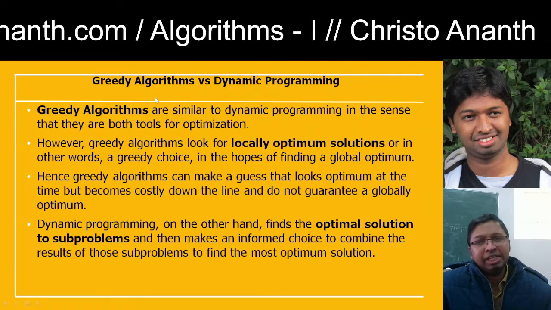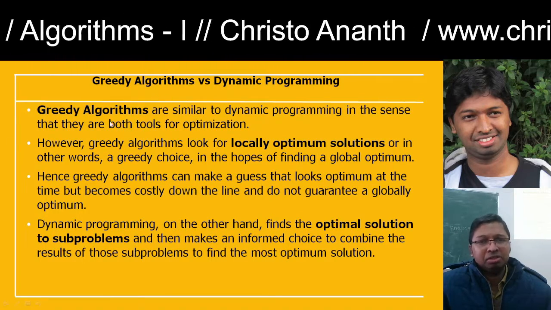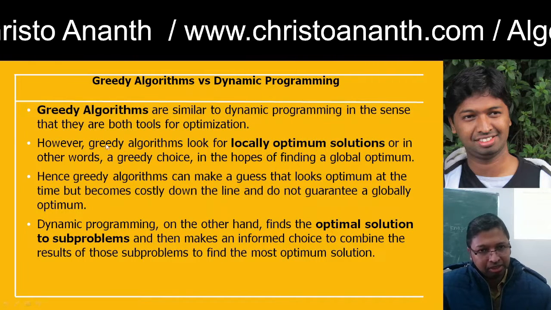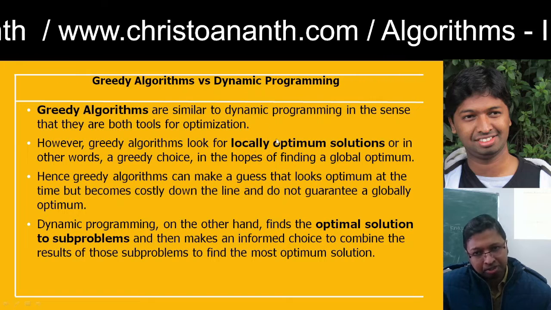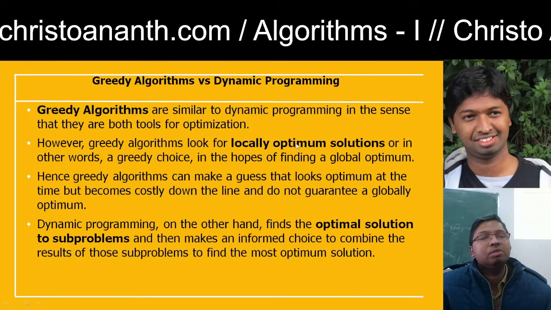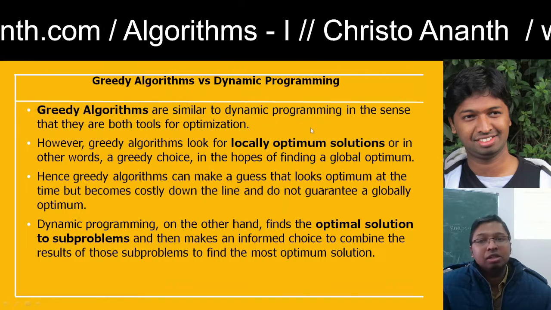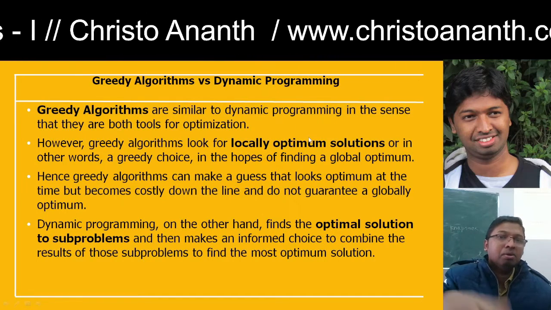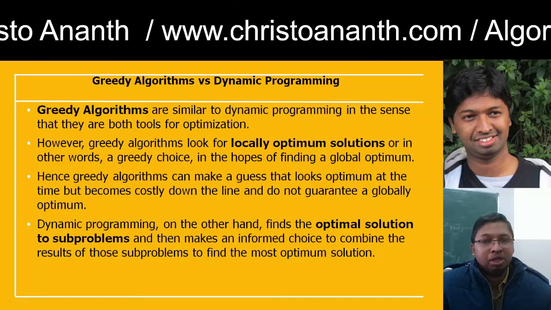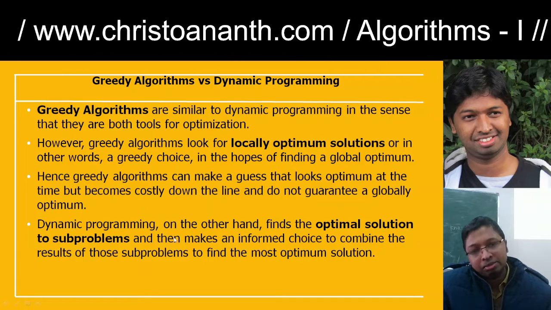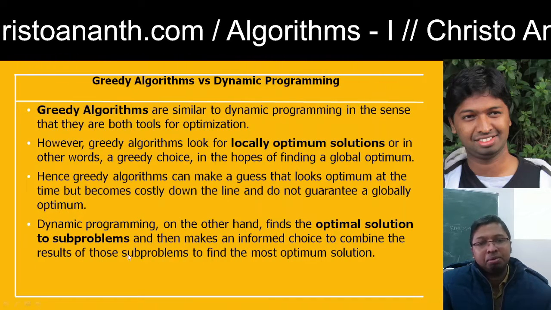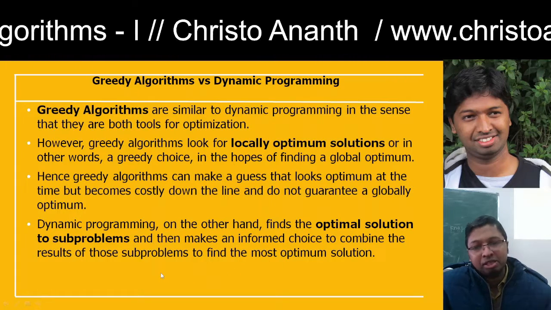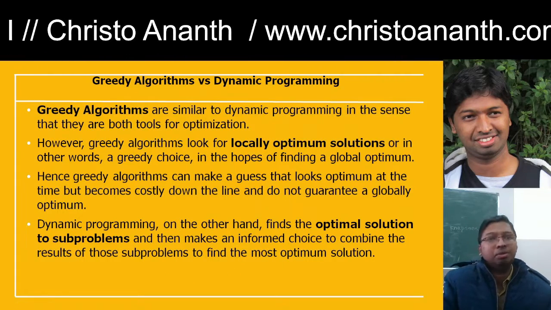Then we compared greedy algorithms with dynamic programming. Greedy algorithms are pretty much similar to dynamic programming, because the only possible means of convergence is finding the local optimum solution. So that is the reason both the greedy algorithm and dynamic programming look alike. Similarly, dynamic programming also finds optimal solutions to the subproblems, and it combines the results of the subproblems in order to find the most optimal solution.